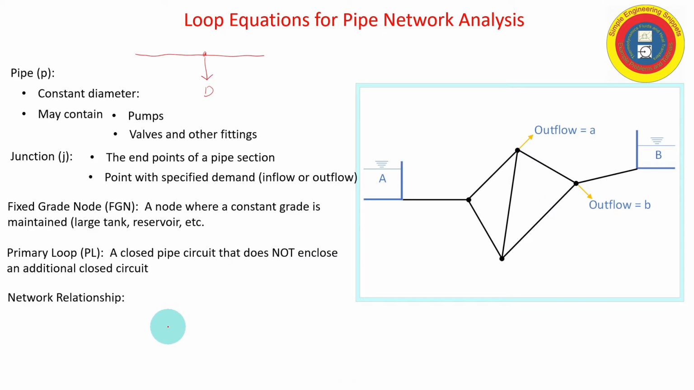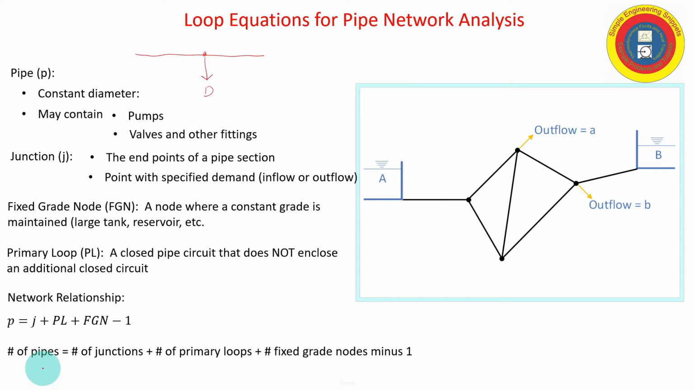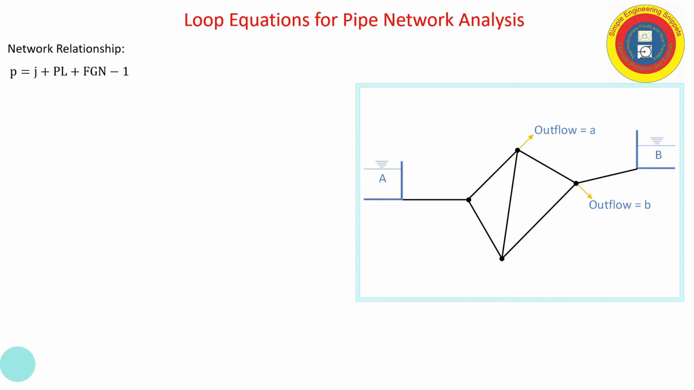And fundamentally, when we have a network, we have a network relationship that tells us that the number of pipes is equal to the number of junctions plus the number of primary loops plus the number of fixed grade nodes minus 1. And this equation is important, and it's going to be how we determine sufficient equations to solve for the unknowns. And again, when we're doing the loop equations, the number of pipes is the number of unknowns. Okay, so here's our network relationship.